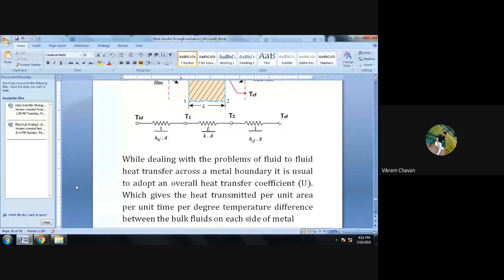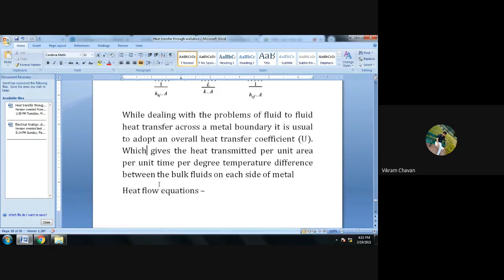Which gives the heat transmitted per unit area, per unit time, per degree temperature difference between the bulk fluids on each side of the metal. Okay, full stop.